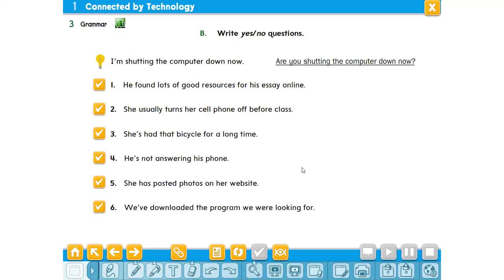It's so easy to make yes and no questions. Just look for one of the auxiliary verbs and put it before the subject. If you don't have any auxiliary verbs, get do, does, or did.